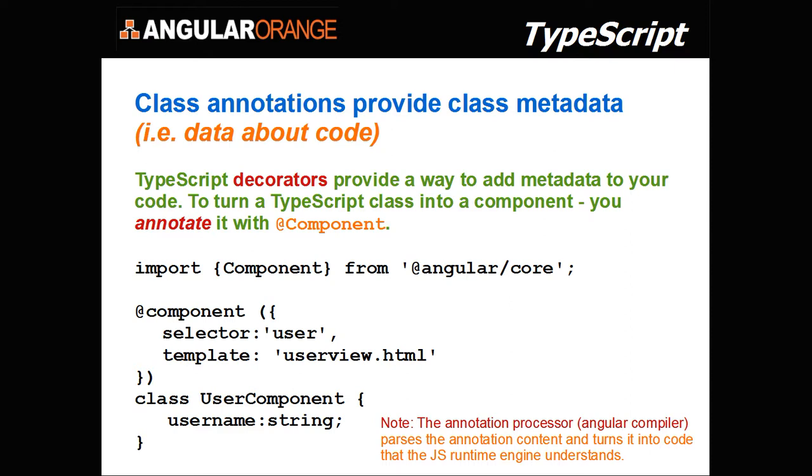So we use annotations for everything in Angular. We use it for declaring modules. We use it for the component tag, directives, pipes, etc. A TypeScript class with an annotation turns into a component, or turns into a directive, or turns into a pipe.